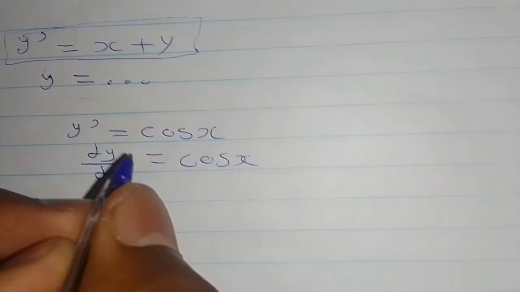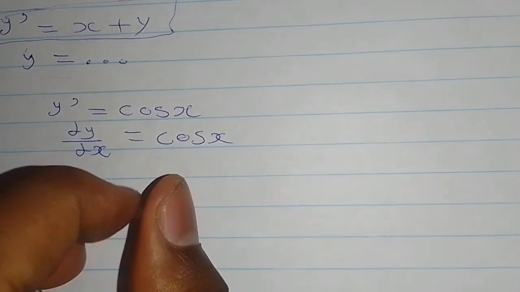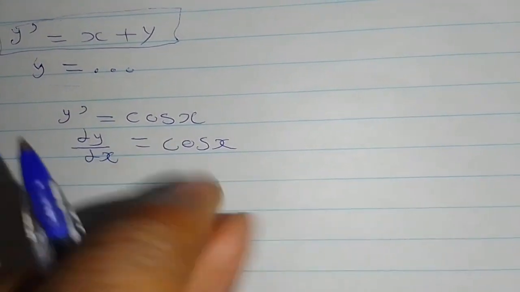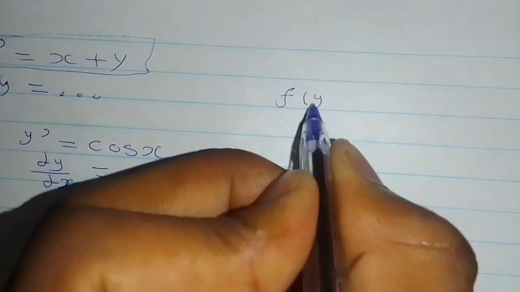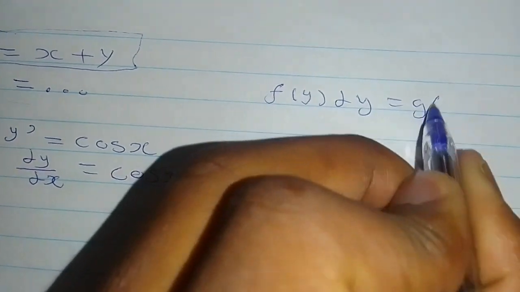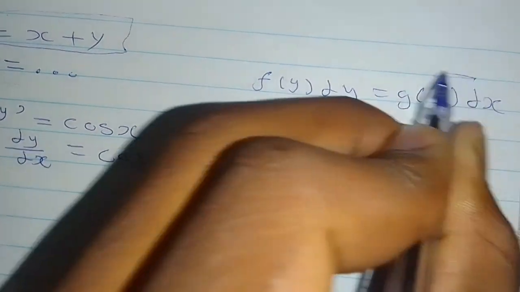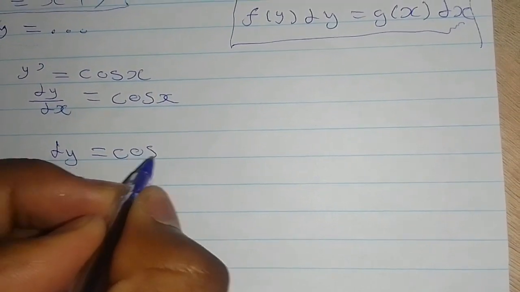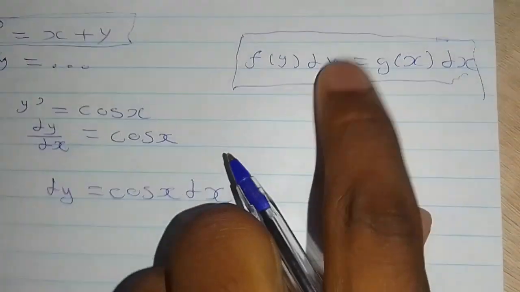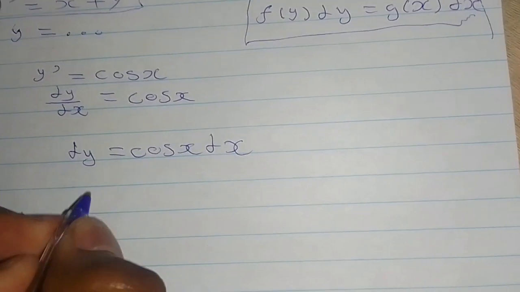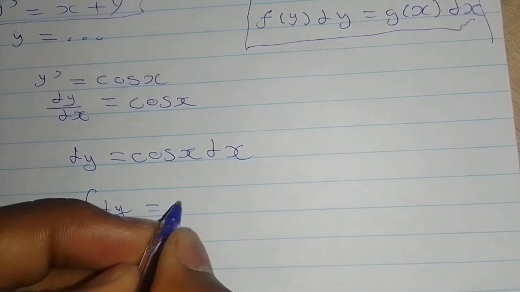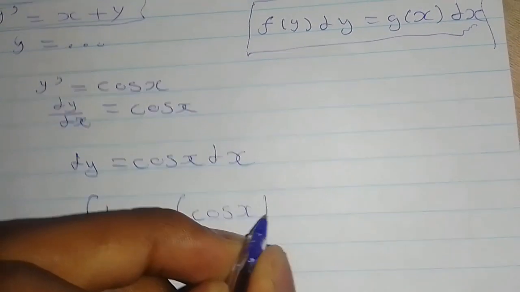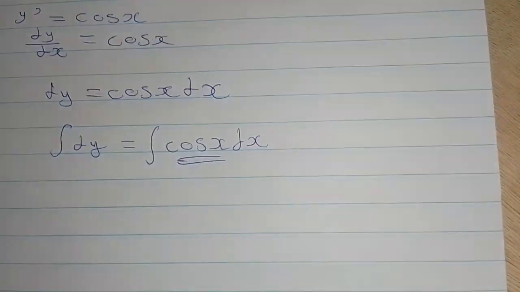The technique you can use here is that you separate the y terms and group them with dy, and separate the x terms and group them with dx. In general, we have something like this: f of y dy equals g of x dx. An equation is separable if you can rewrite it like this. Notice that here you can have dy equals cosine x dx, which is in this form. Then our equation is separable. From there you have the integral of dy equals the integral of cosine x dx, and we know the integral of cosine x.